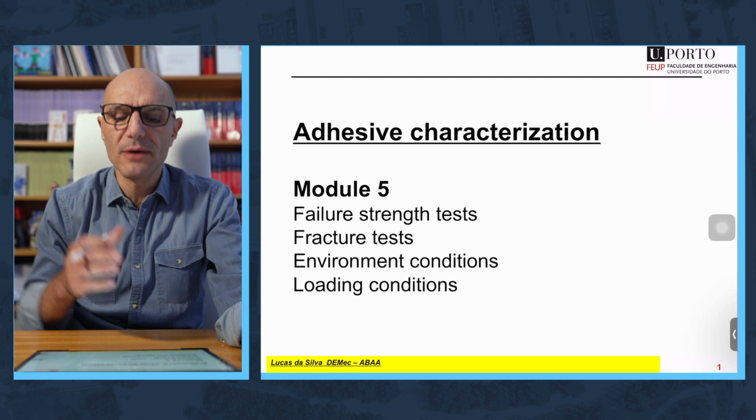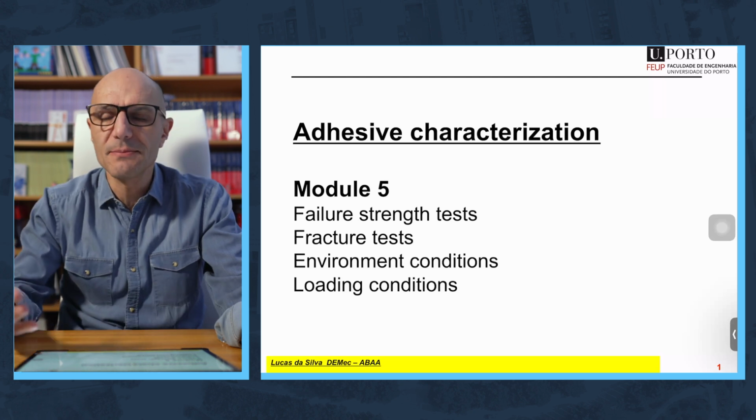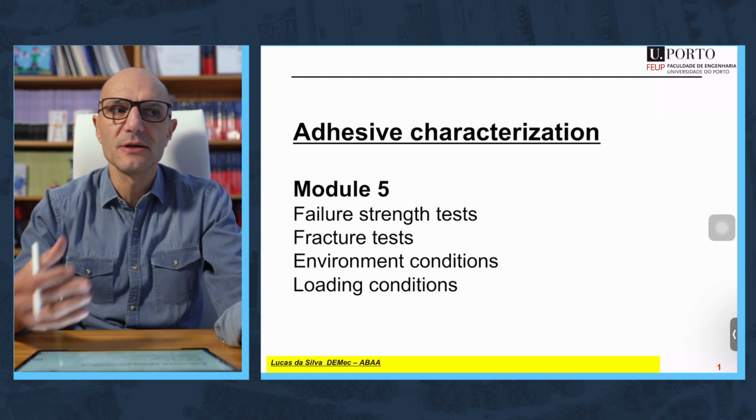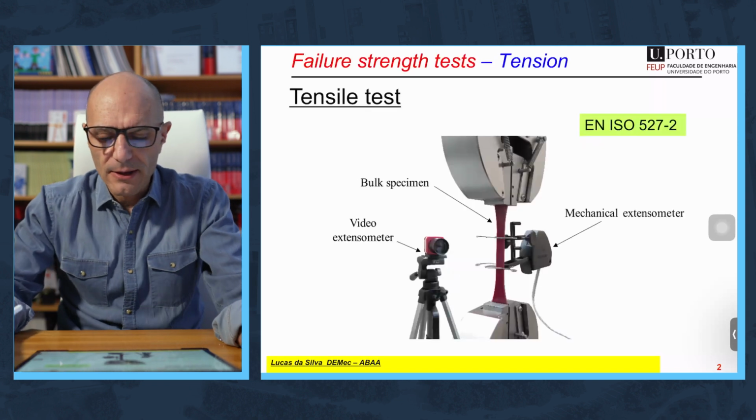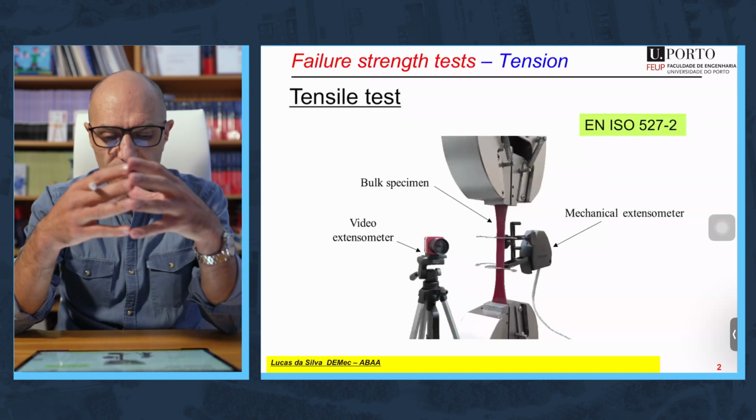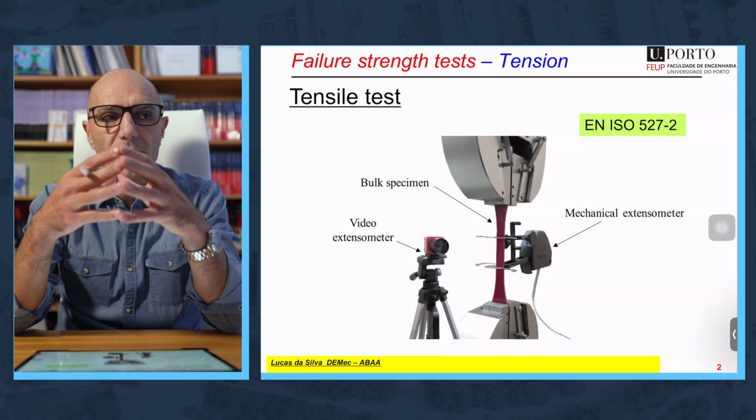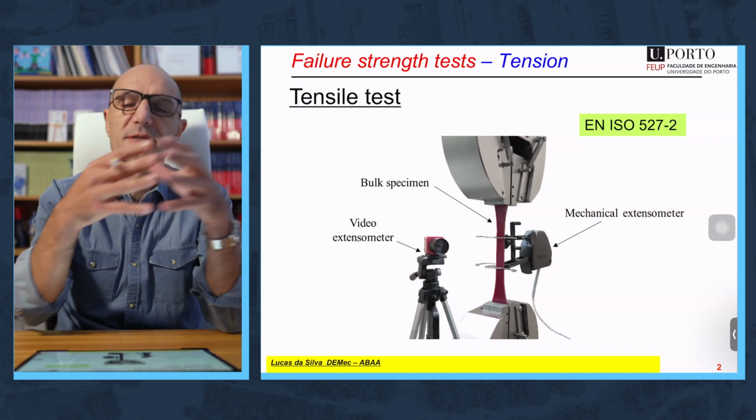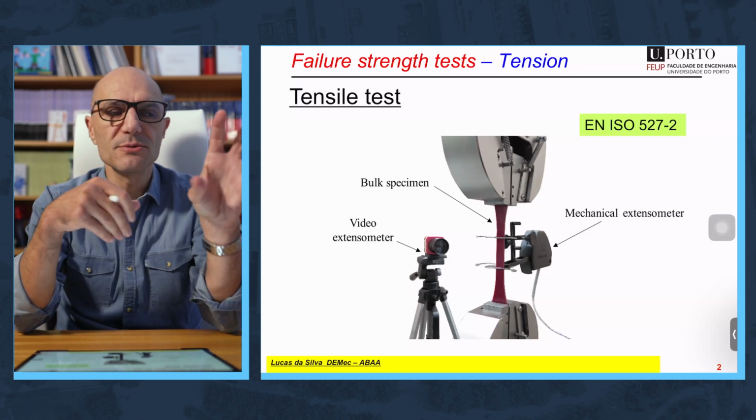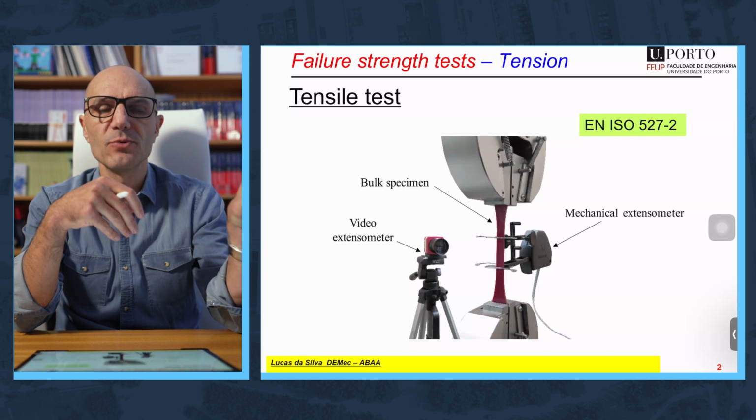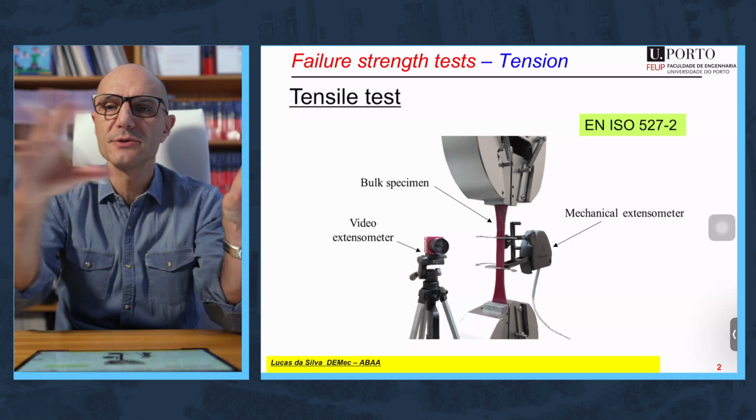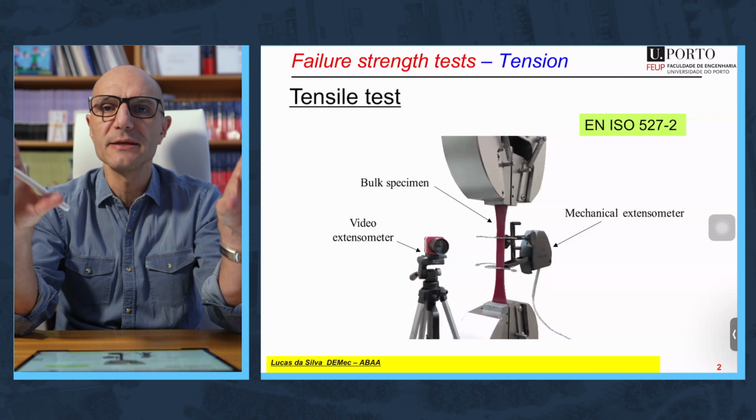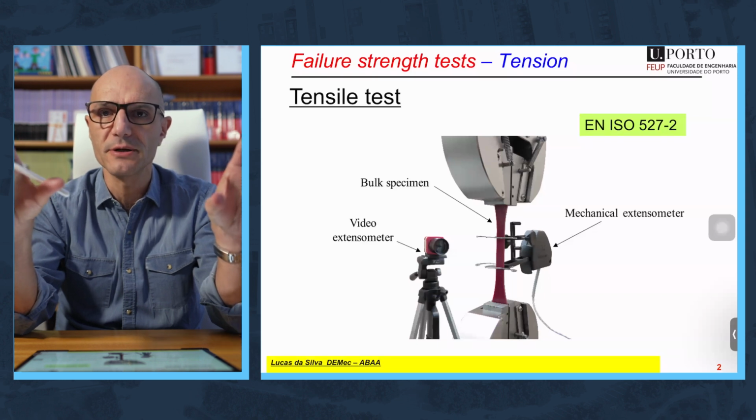So in this module I want to see with you the different types of mechanical tests to have the mechanical properties of these adhesives. The first test is the tensile test. This is part of the strength test. We can divide the tests into types. We have the strength tests that will give us, like the name indicates, the strength, the ductility, the modulus, and then we have the fracture mechanics tests that will give us the fracture energy.